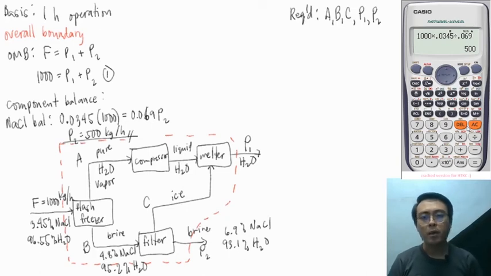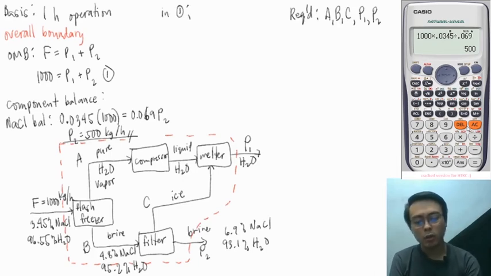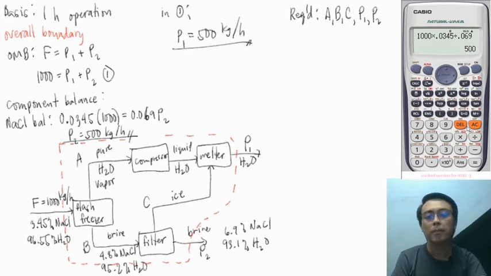Okay, so next, we now have a value of P2. You can substitute the value of P2 to equation 1 to solve for P1. So in equation 1, you substitute P2. We now have a value of P1, which is 500 kilograms per hour as well. So we are done with P1 and P2.